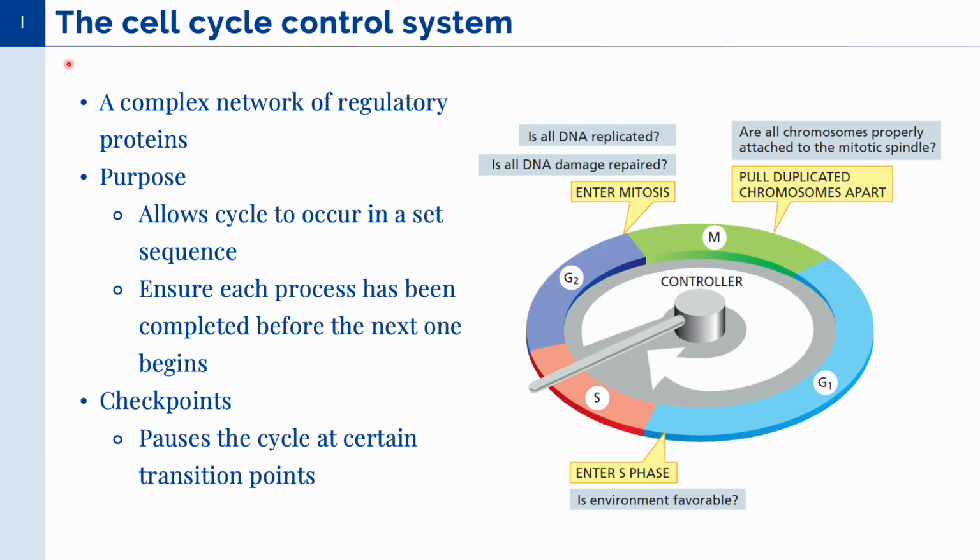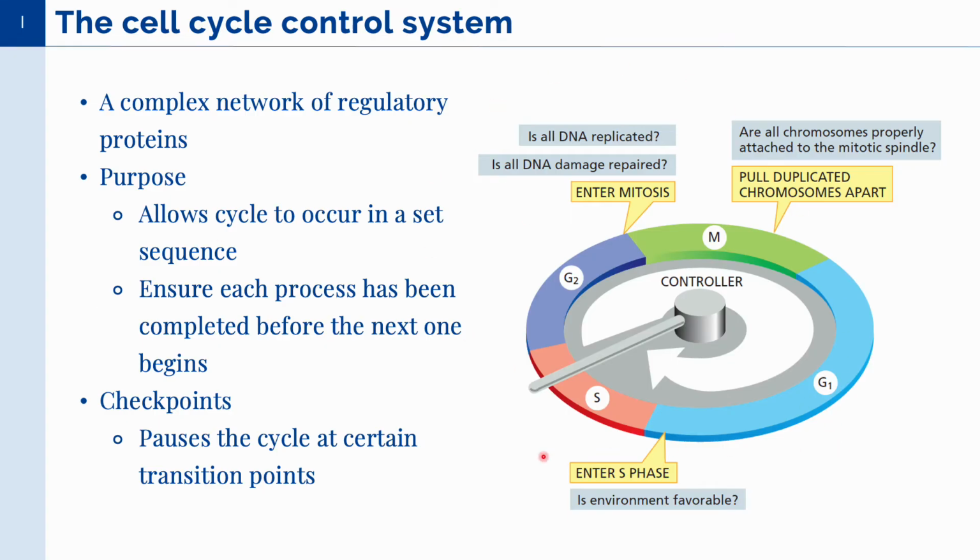Since the cell cycle is a very important process in the cell, it also has a cell cycle control system. Now, in animal cells, this robust system is composed of a network of regulatory proteins. These are the different purposes of the control system. First is to allow the cycle to occur in a set sequence. This means that the M, G1, S, and G2 phase have to occur in specifically this order. At the same time, this system also ensures that each process has been completed before the next one can begin.